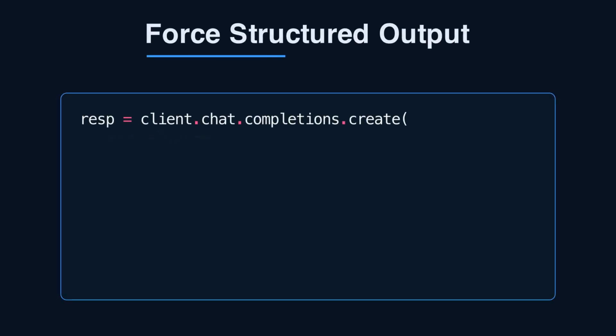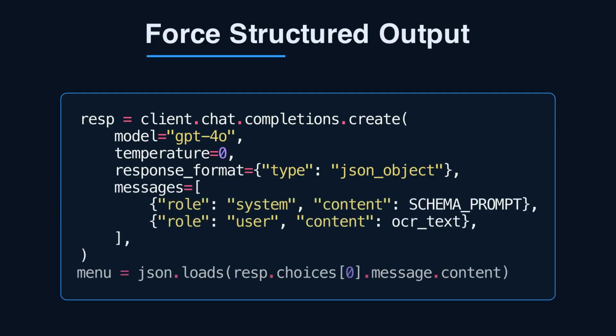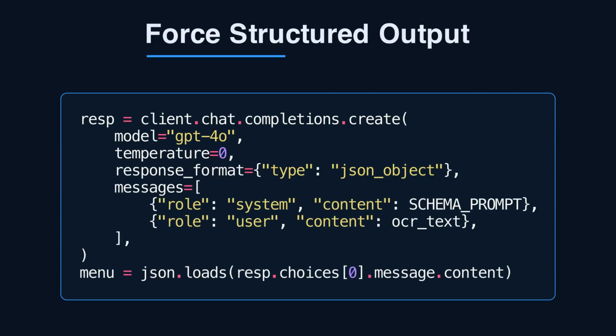Feed the clean text to Azure OpenAI with a strict schema. Force JSON output. Ask for name, description, translation, and detected ingredients. Never ask for a plain paragraph. Structured output makes the next step deterministic. Here's the call in Python.